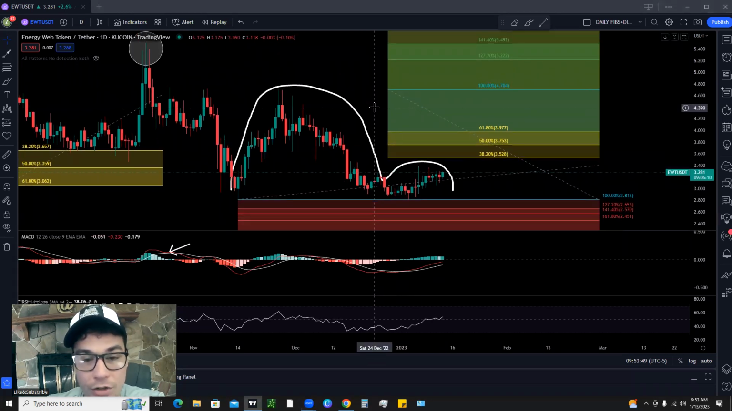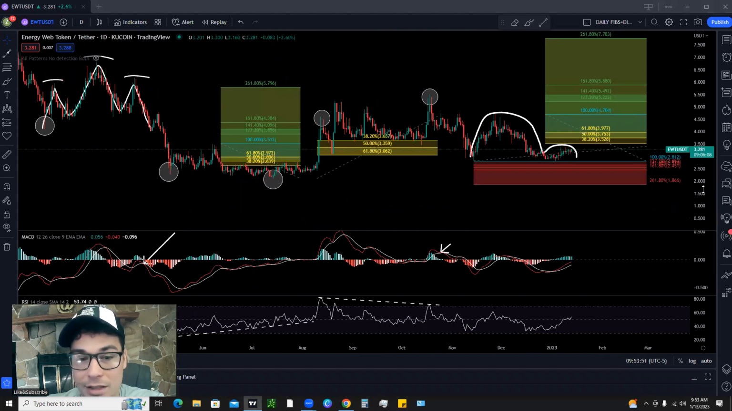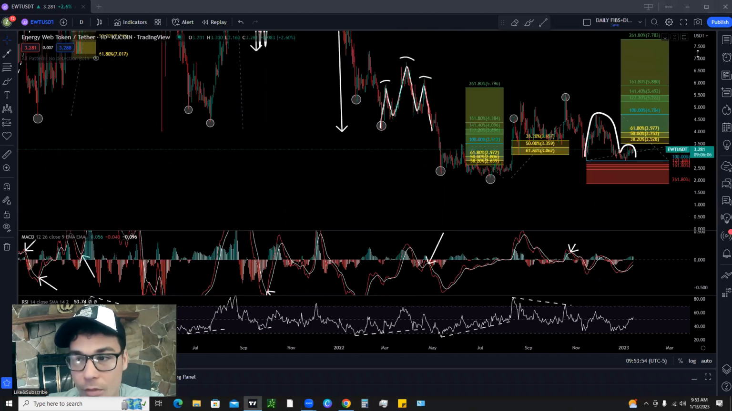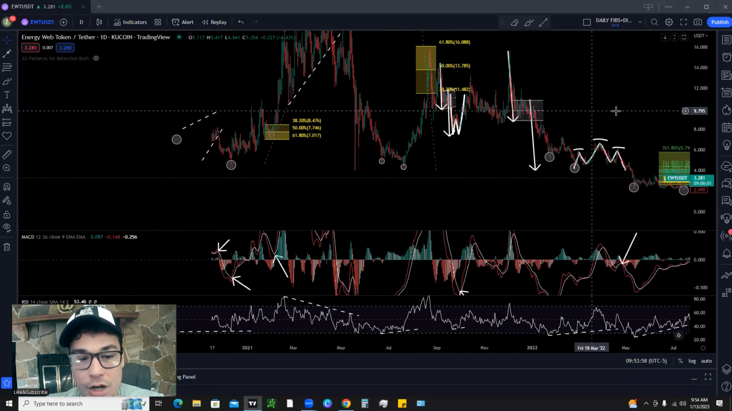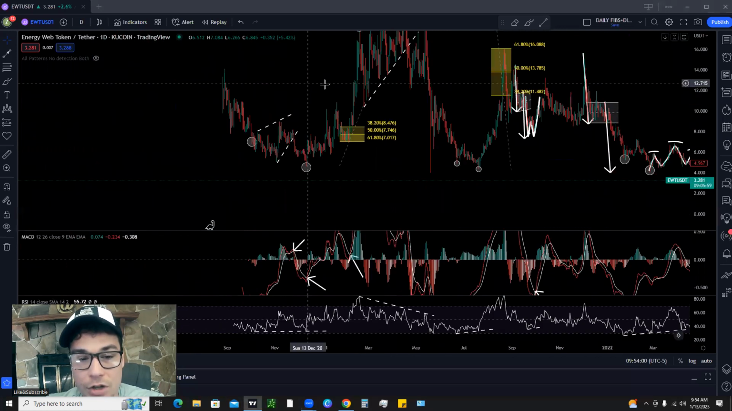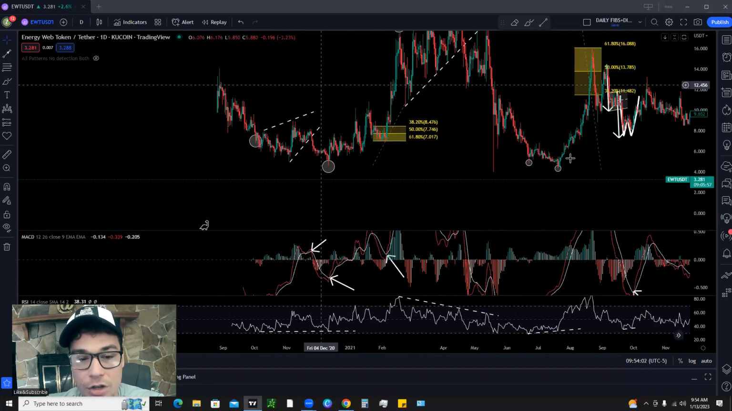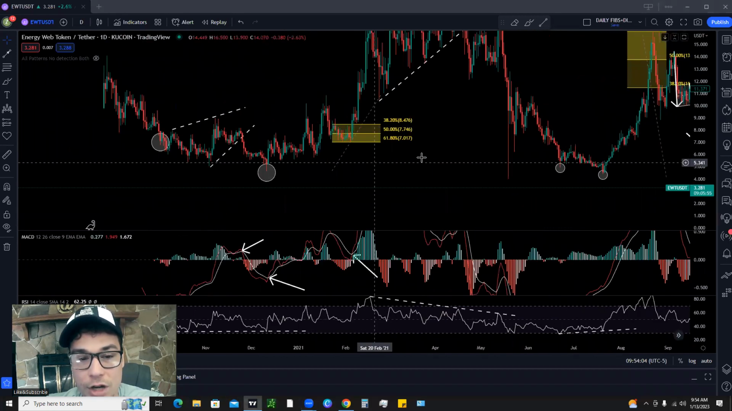And what we're going to do is zoom out a little bit now and really break down the entire history of the chart and just show you guys how these different strategies work and how you can start to combine chart patterns, divergences, and things like that to give yourself a really good edge in the market.